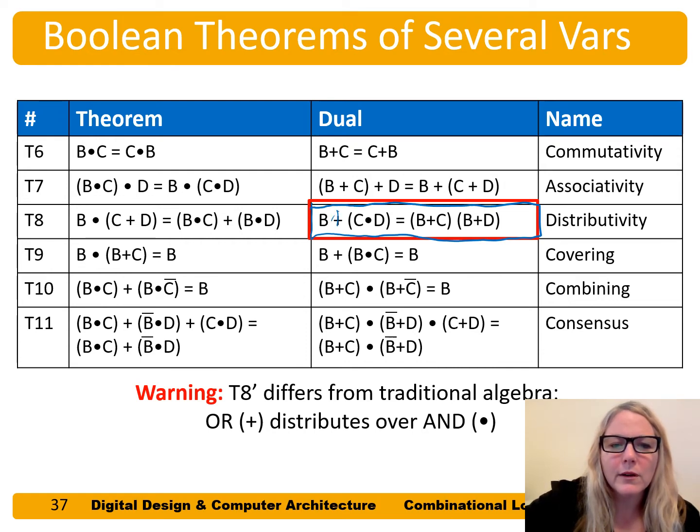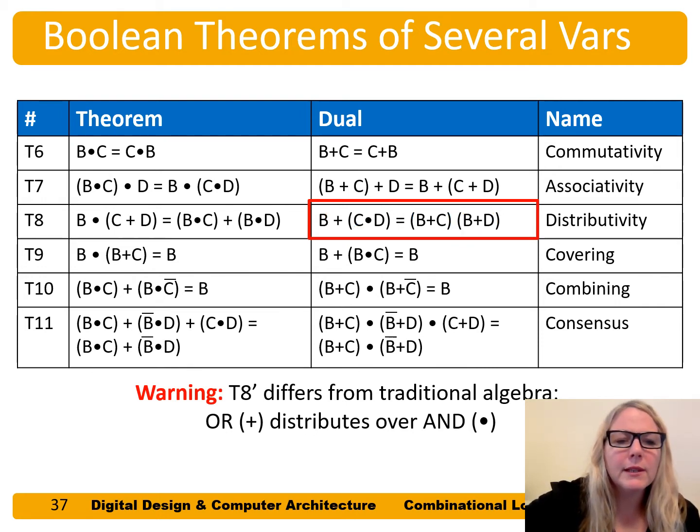So B or (C and D): this OR can also distribute across this AND. So we get (B or C) and (B or D). This form of distributivity, this dual form, is different from algebra. We cannot do that in regular algebra.